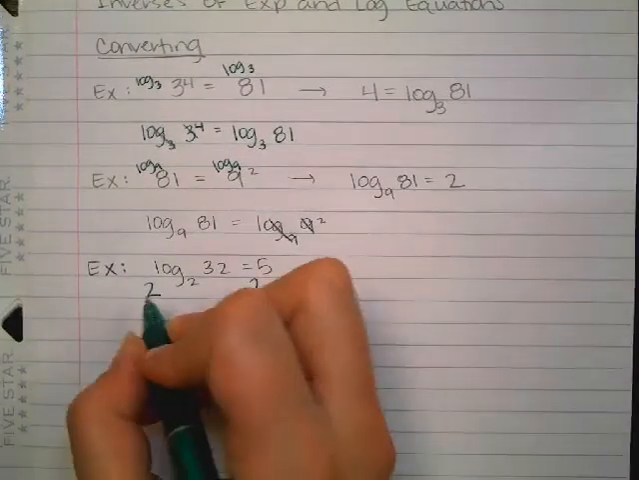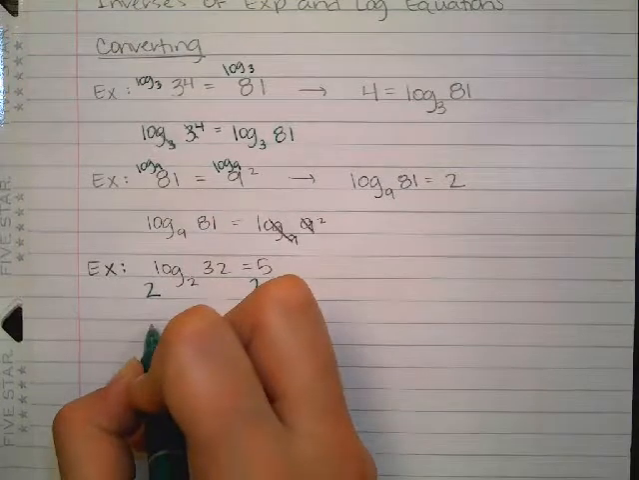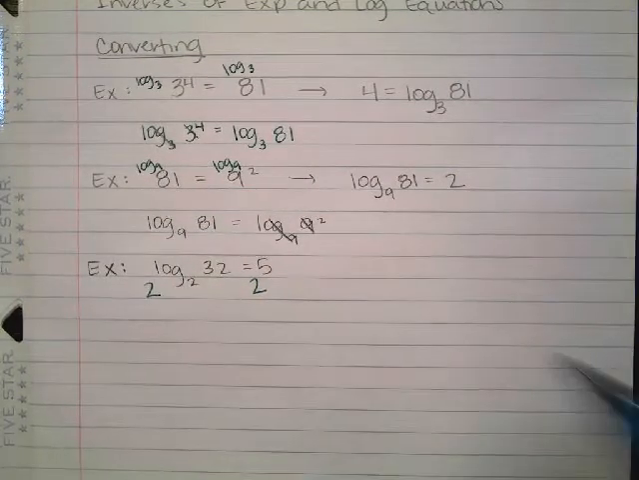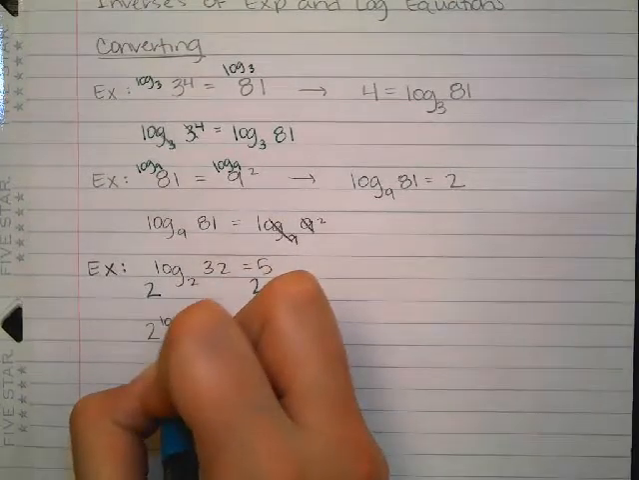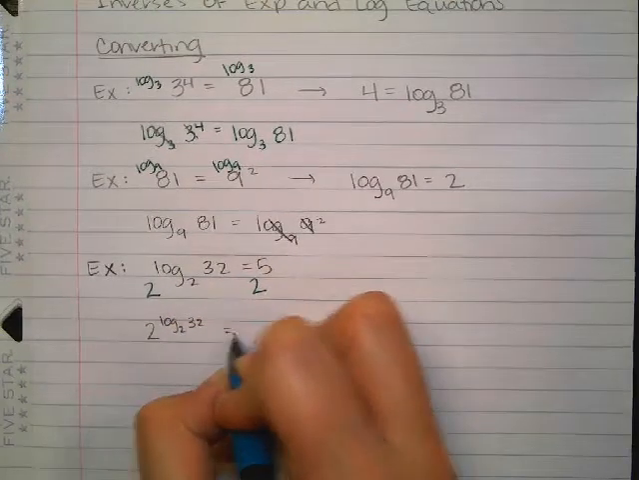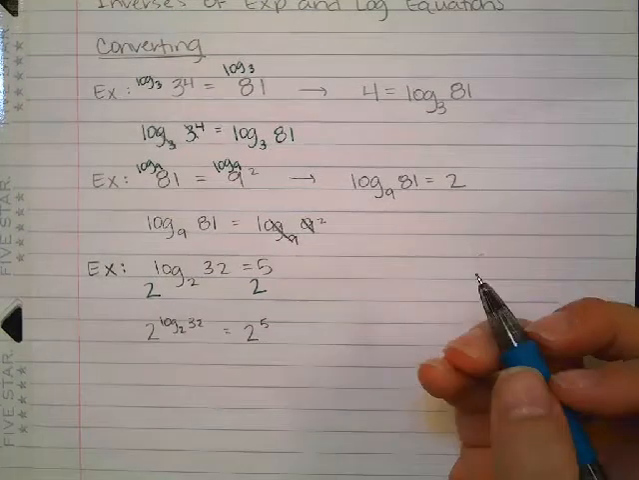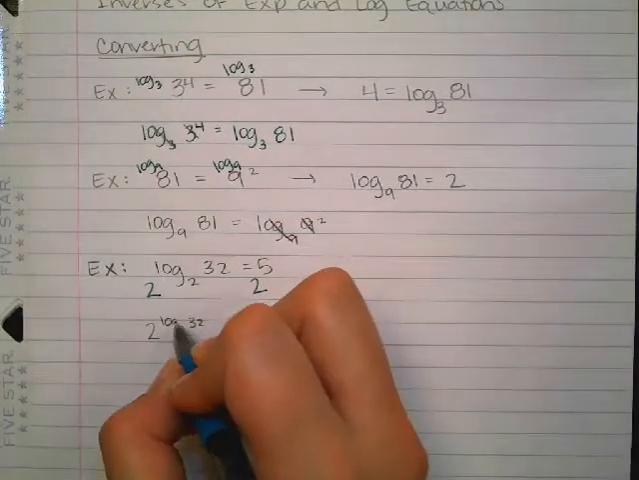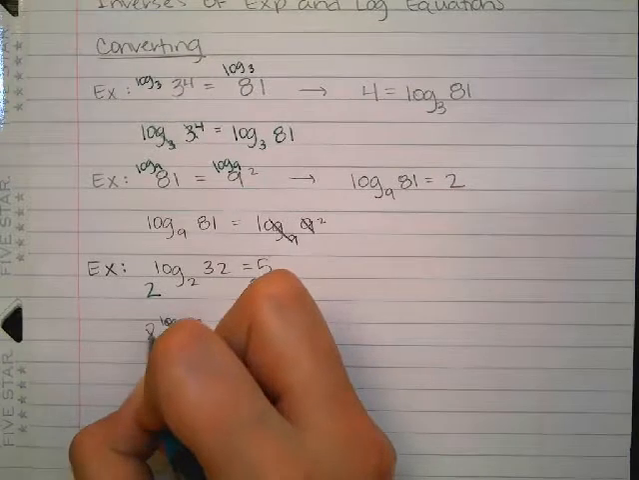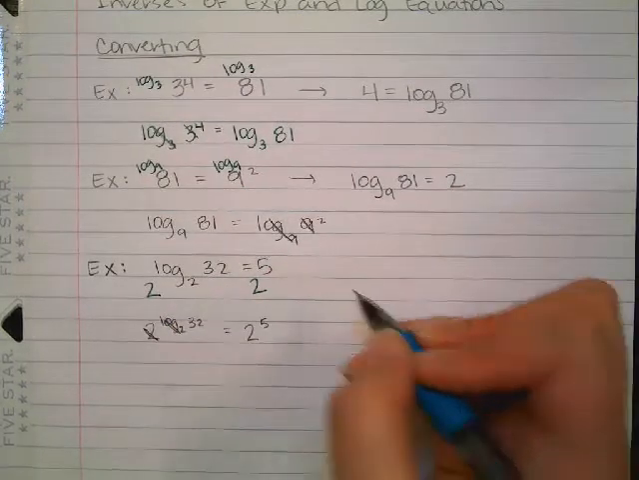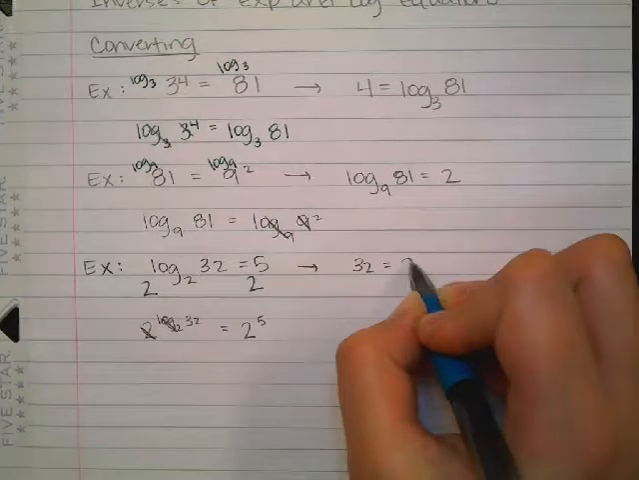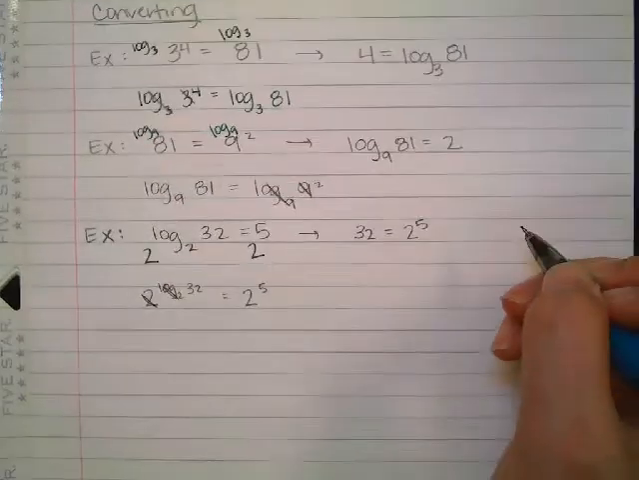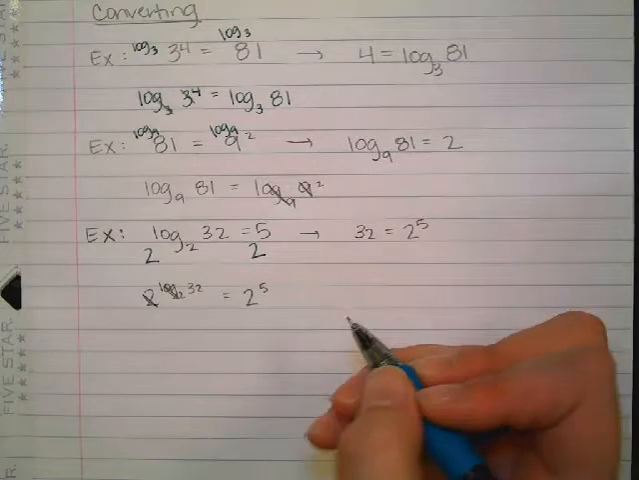I'm going to write that really clearly in my notes so that later on I know exactly what I was thinking. So 2 to the log base 2 of 32 equals 2 to the 5th. Because these are inverse operations, the log base 2 and the base of 2 cancel out. And so I just get 32 equals 2 to the 5th, which is true, right? 2 to the 5th is 32.